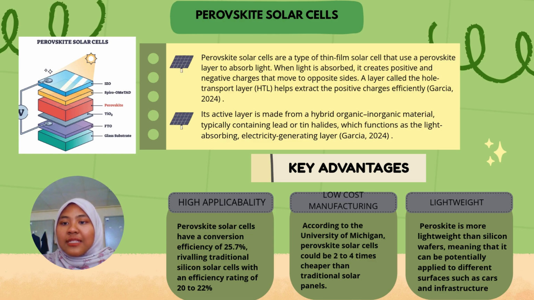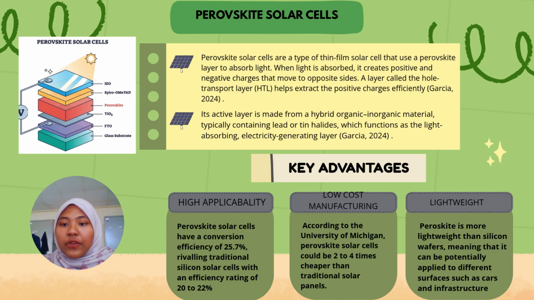Perovskite solar cells are a type of thin film solar cell that use a perovskite layer to absorb light. When light is absorbed, it creates positive and negative charges that move to opposite sides. A layer called the Hole transfer layer or HTL helps extract the positive charges efficiently. Its active layer is made from a hybrid organic-inorganic material, typically containing lead or tin halides, which functions as the light-absorbing, electricity-generating layer.